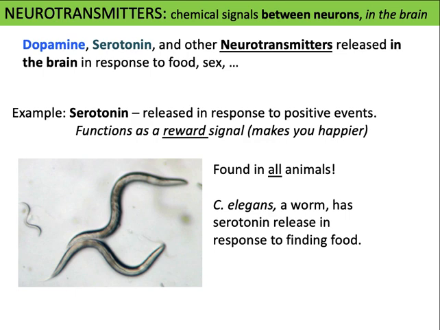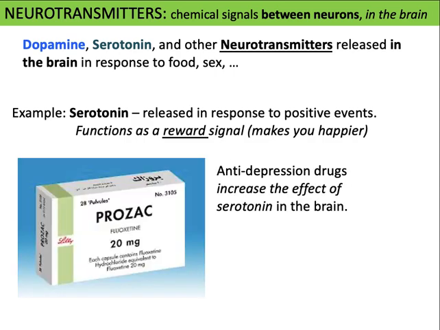So genes shape the pathways and degree of responsiveness in the system and can therefore shape behavior. And so that's why behavior can evolve. Antidepressant drugs increase the effect of serotonin in the brain. And this is just one example of those.